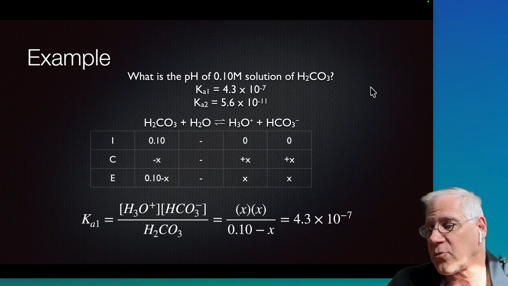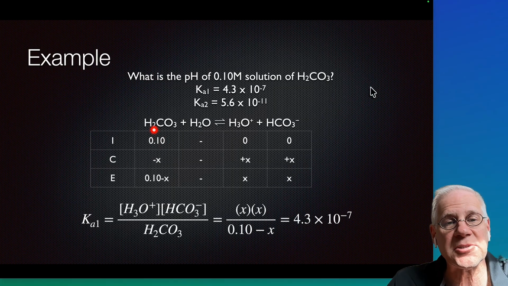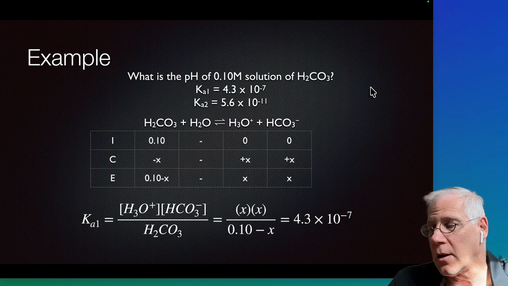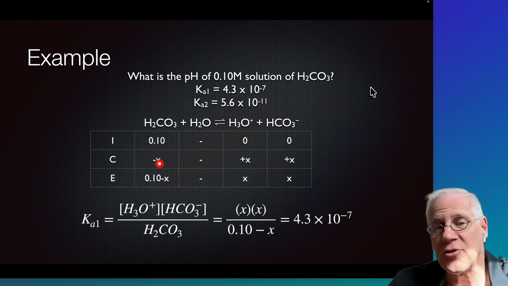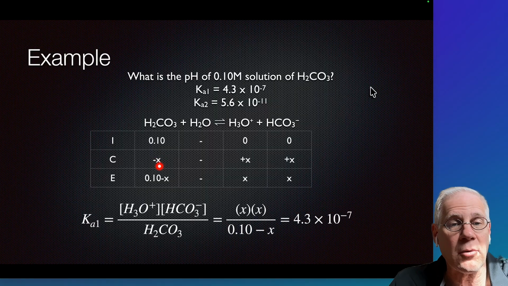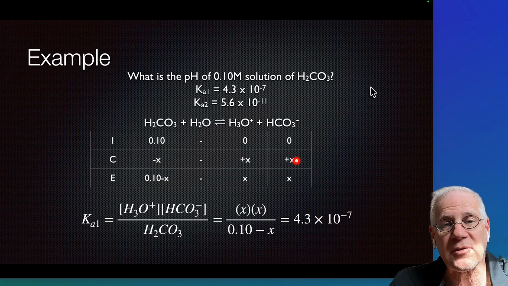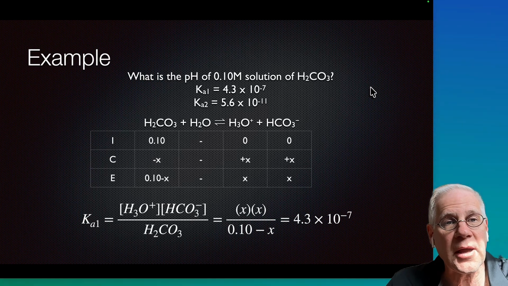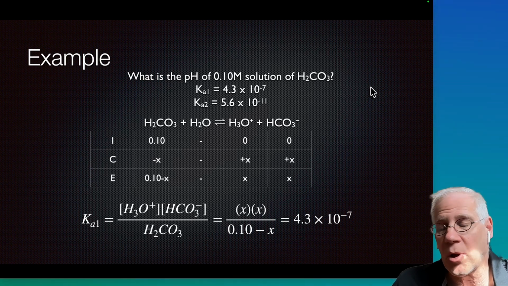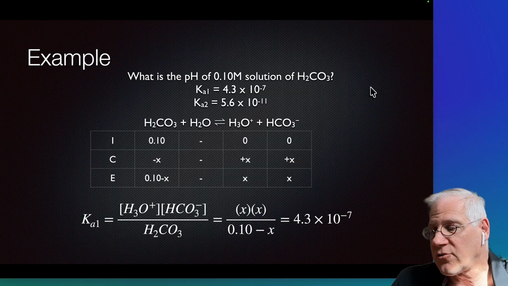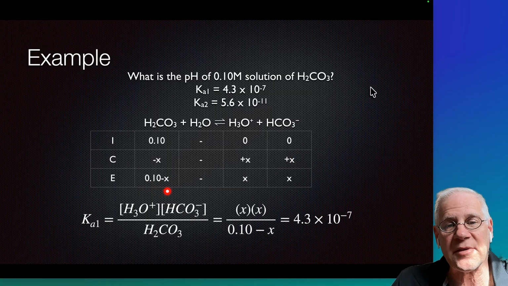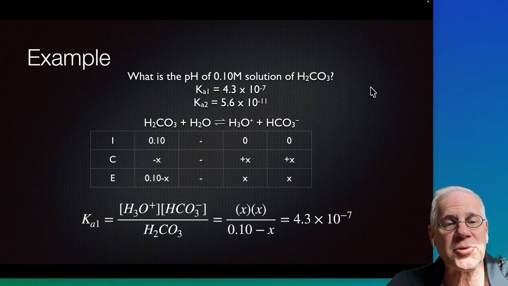We can set up our ICE box. We know it's a 0.1 molar solution, so my concentration of the acid is 0.1. Hydronium and bicarbonate are going to be 0 because nothing's reacted yet. Our change, we don't know what our X is going to be, so minus X, plus X, plus X, as every time one of those carbonic acids reacts with our water molecule, we're going to get plus X of the hydronium and plus X of the bicarbonate. So our equilibrium concentrations are 0.1 minus X, and we have X and X. So we have our equilibrium concentrations of our species that we need to worry about.